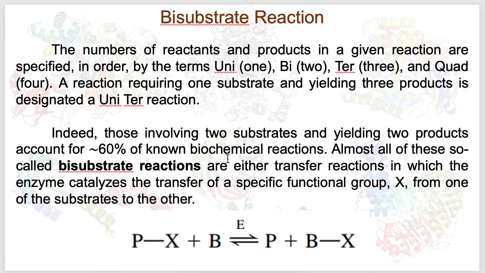60% of known biochemical reactions are actually bisubstrate reactions or bi bi reactions, and almost all of these bisubstrate reactions are transfer reactions in which the enzyme catalyzes the transfer of a specific functional group from one substrate to the other. So that means more than 50% of biochemical reactions are bisubstrate reactions, and in this kind of reactions, mainly transfer of a functional group occurs.